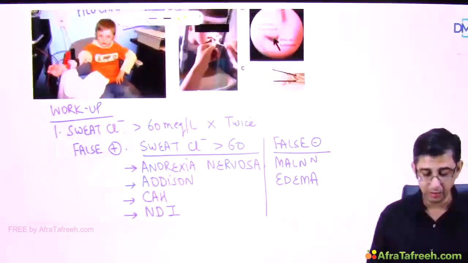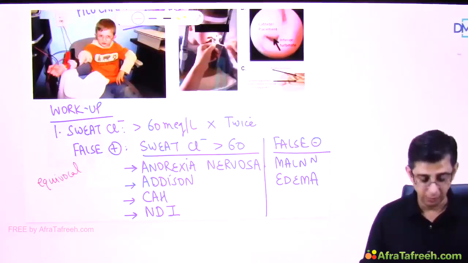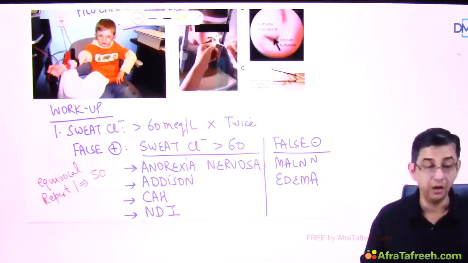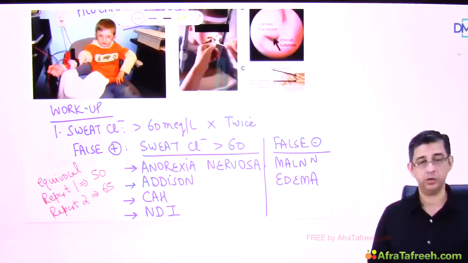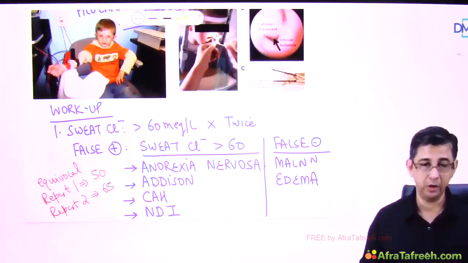Then another test that can be done in the patient is if the question says it is equivocal reporting. What I mean by equivocal reporting is that report number 1 that came from a particular lab was having a sweat chloride of, let me say, 50, and report number 2 that came from a different laboratory is giving a sweat chloride of, let me say, 65. Now you are stuck because you don't know whether to take the first report as more accurate or the second report.